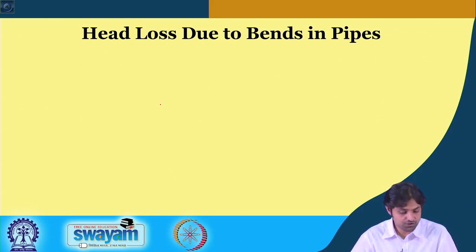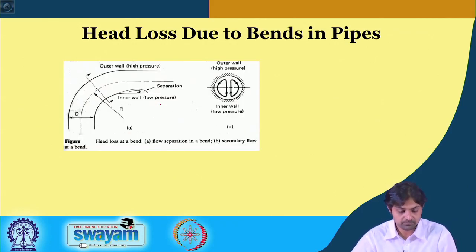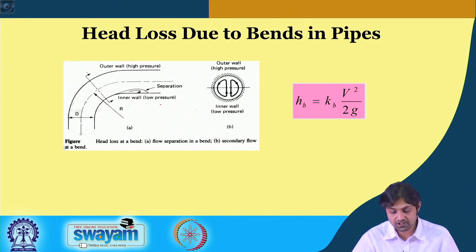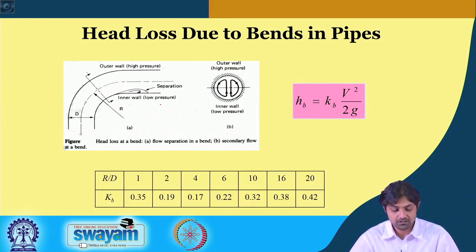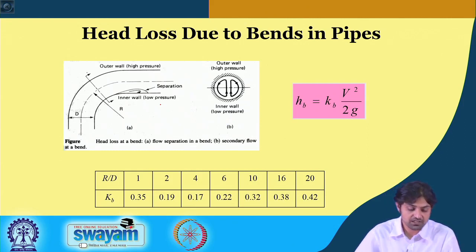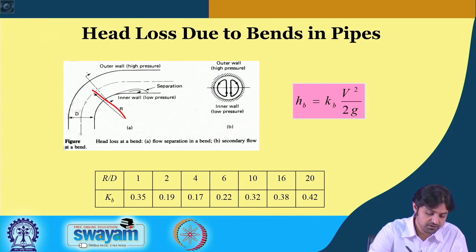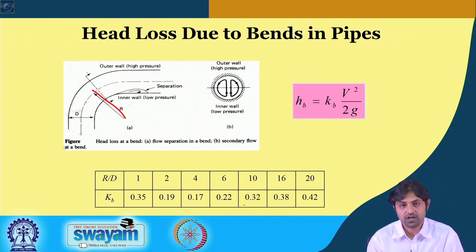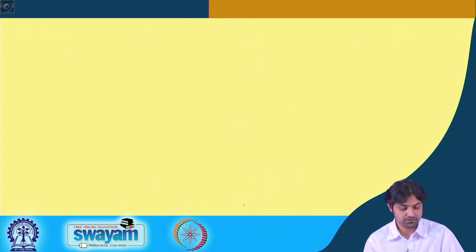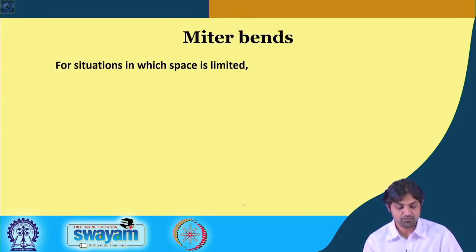Now, the head loss due to bends in the pipe, so many formulas are there. We say Kb into V square by 2g. Velocity will remain the same, even if the bend is there, so we need to know Kb. For different values of R by D, where D is the diameter of the pipe and R is the radius of curvature of the pipe, there are different values of Kb. Either you will be given these tables or given the values. Miter bends.